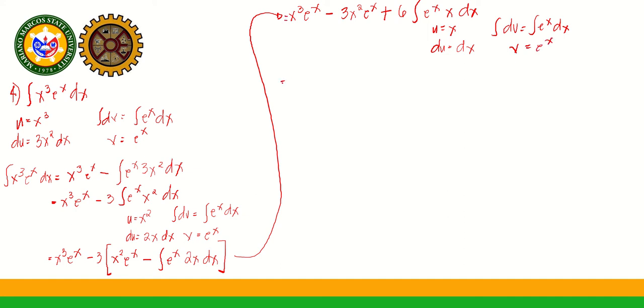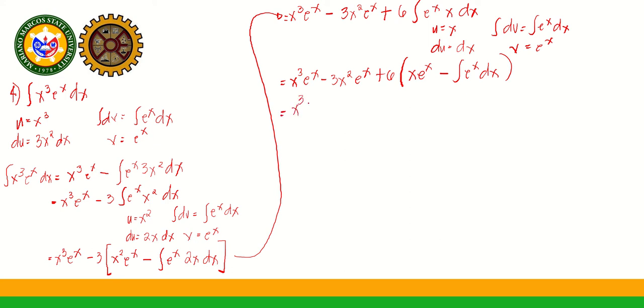So this is equal to x cubed e raised to x minus 3x squared e raised to x plus 6 times u, that is x, and then v is e raised to x. So x e raised to x minus the integral of v, that is e raised to x, and du is equal to dx. So from here, pwede nang hindi na natin kailangan mag-IBP because we only have one function left to integrate.